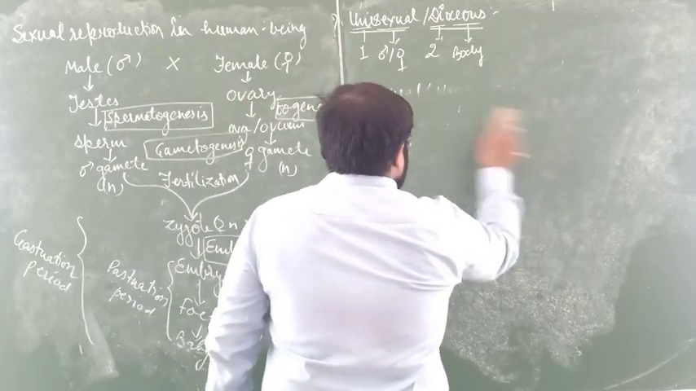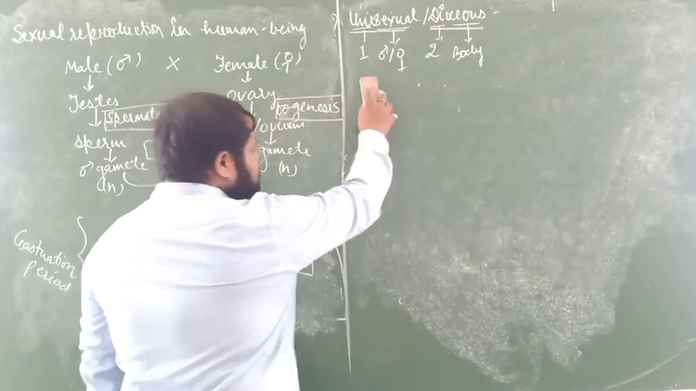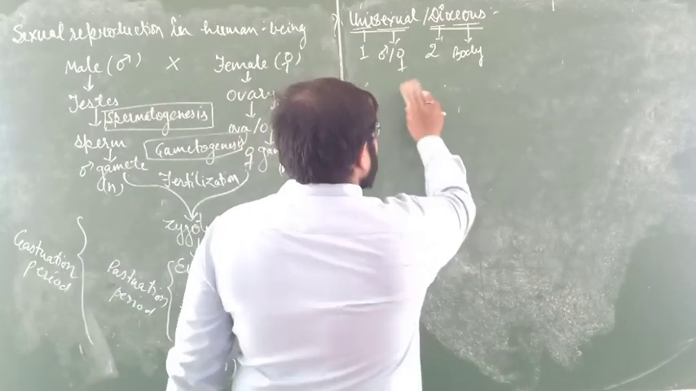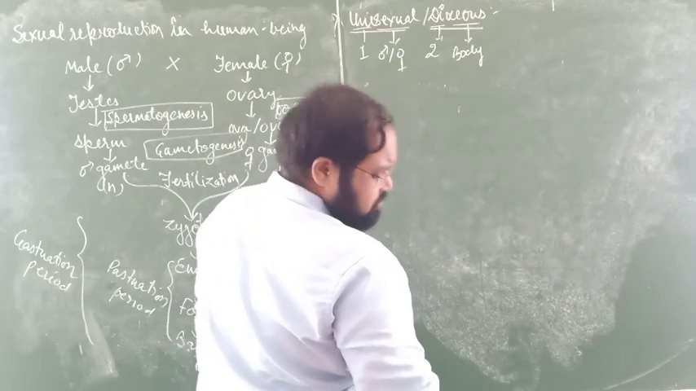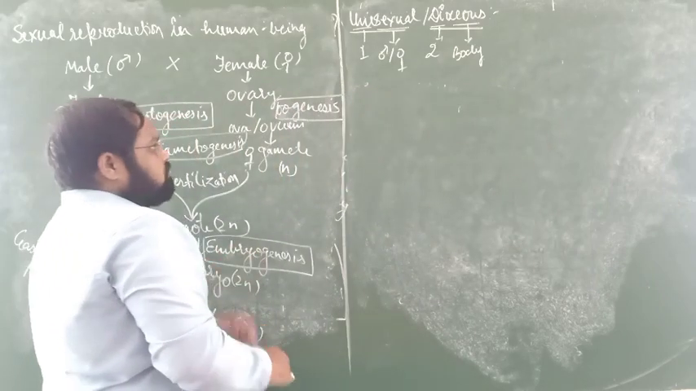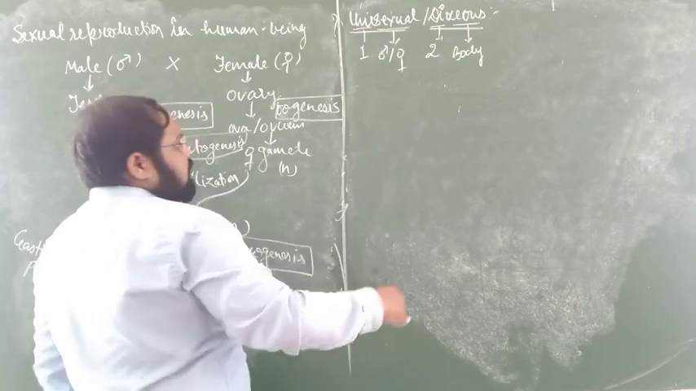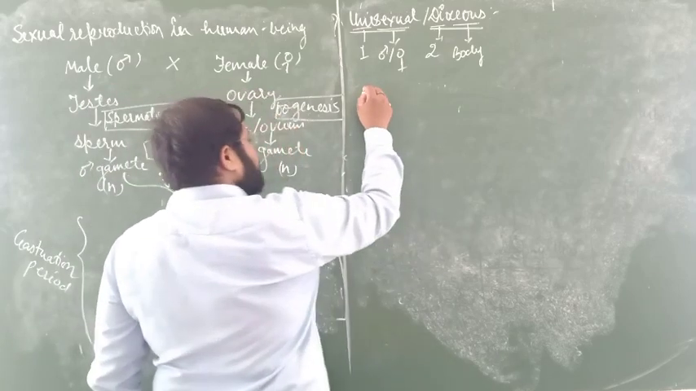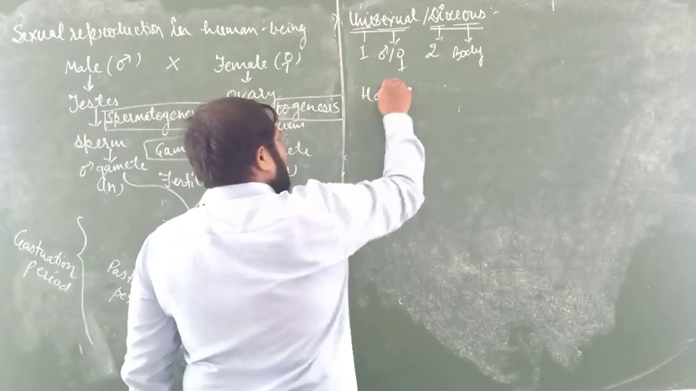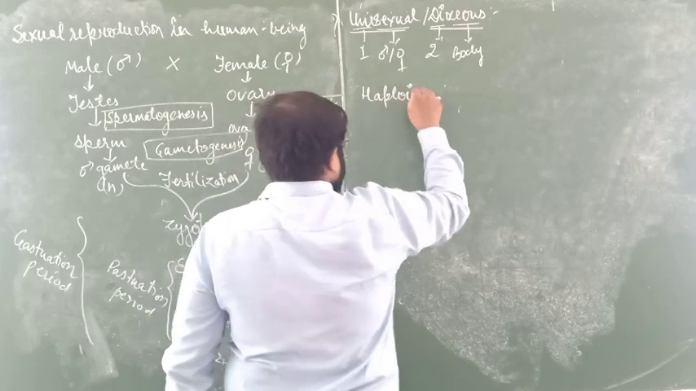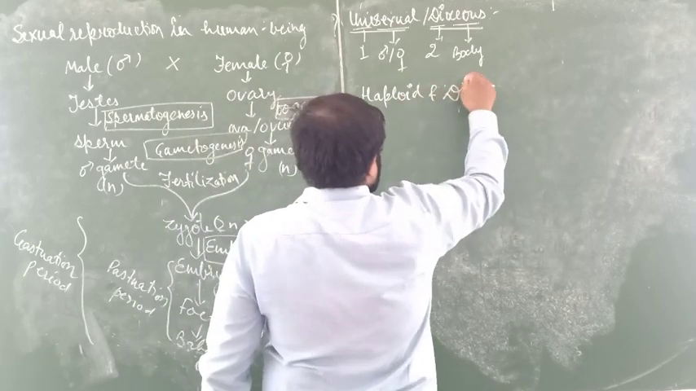But now come to the next one, which is very simple. First you listen very carefully. So this one is the first condition. The second condition is haploid and diploid.